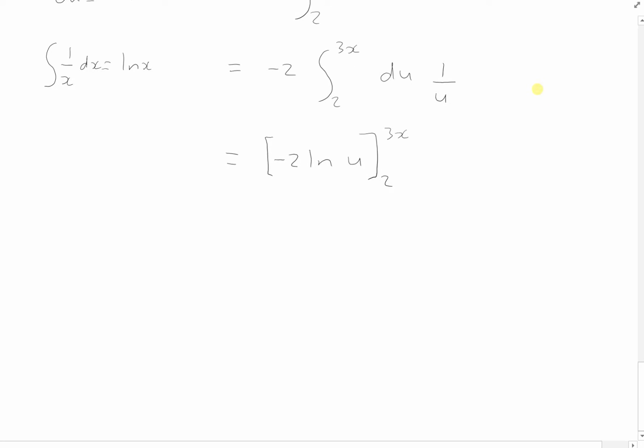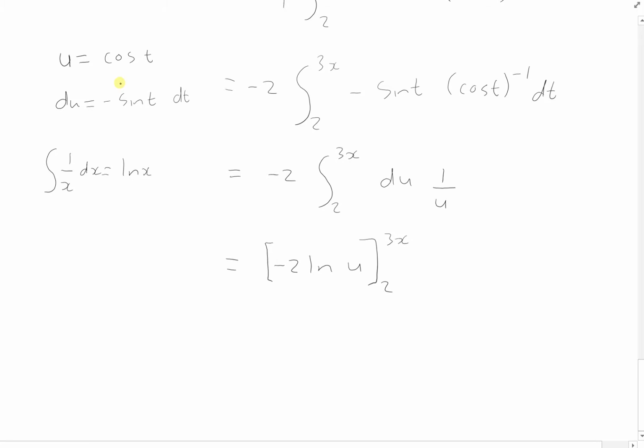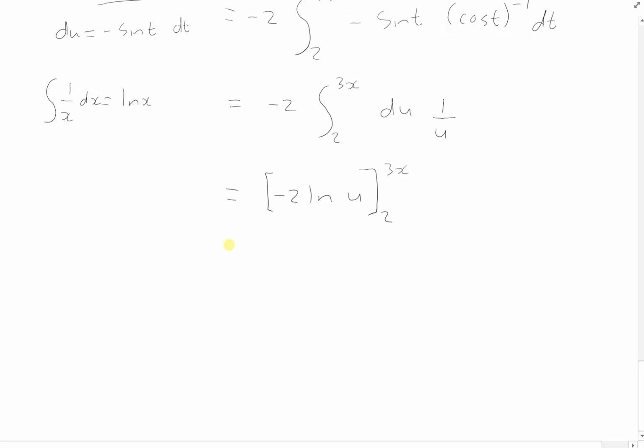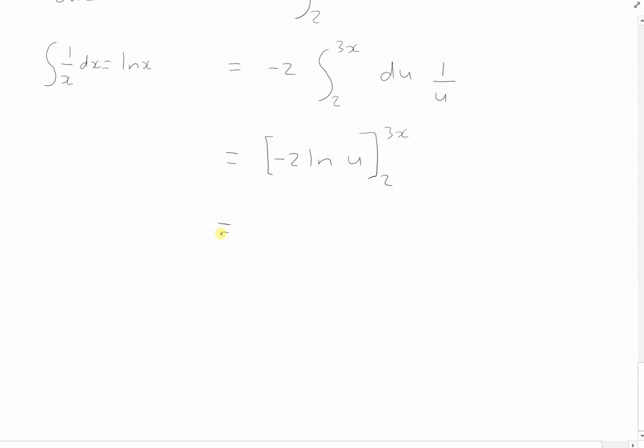But because I'm using u substitution, I have to go back and get my u. So my u was cosine of t, right? So I'm just going to replace my u with cosine of t. And now I'm back to simple integration.